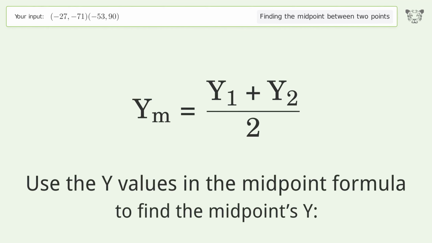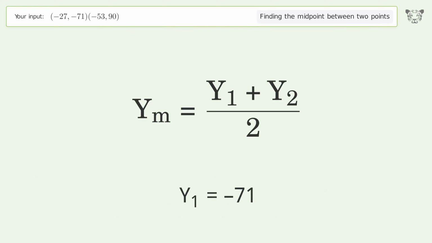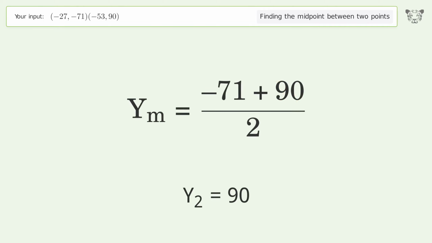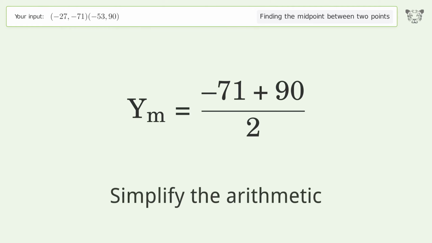Use the y values in the midpoint formula to find the midpoint's y. y1 equals -71. y2 equals 90. Simplify the arithmetic.